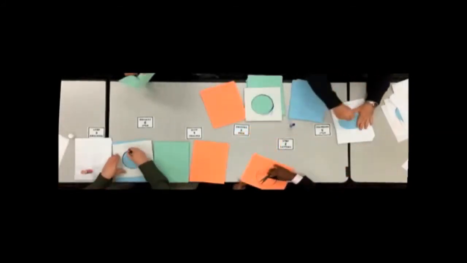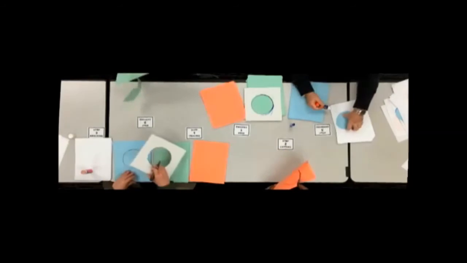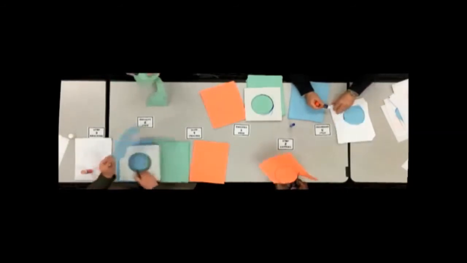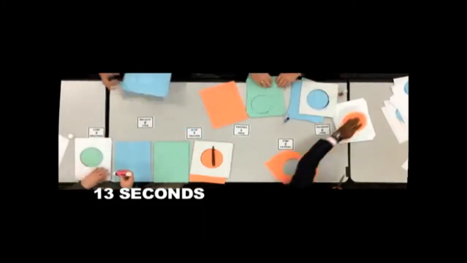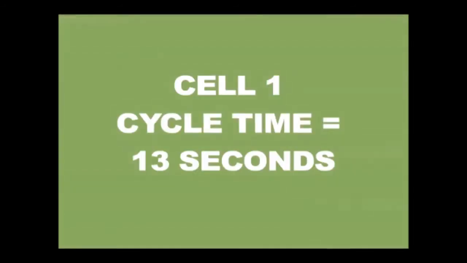Output of the cell, output of the cell, output of the cell. This cell is producing at 13 seconds a unit.